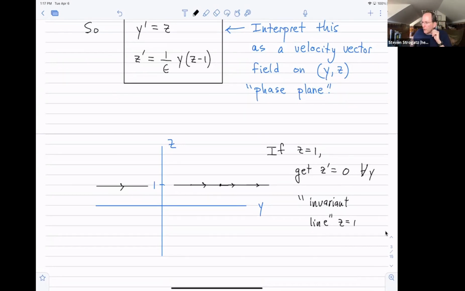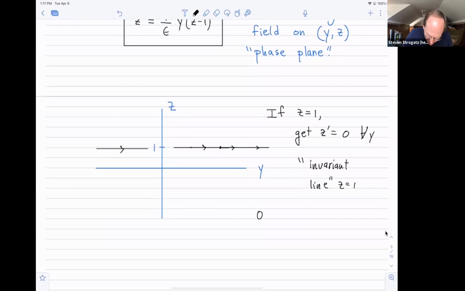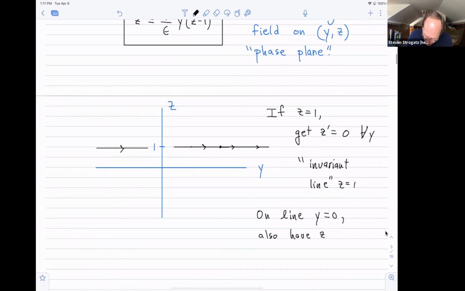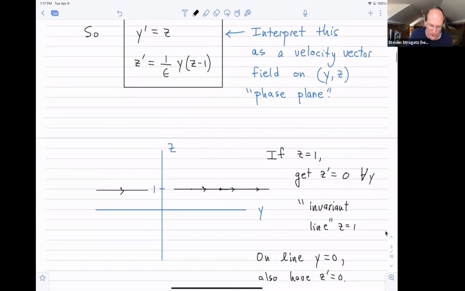Okay, so that's one nice feature of our phase portrait, as it's called, this picture of all the arrows in the YZ plane. But we can also observe other things, which is that when Y equals 0, so on the line Y equals 0, in other words, on the Z axis, we also have Z prime is 0, right? As you can see from this equation. If Y is 0, Z prime will be 0. So again, we're going to get vectors that are perfectly horizontal. So let me sketch some of those in.